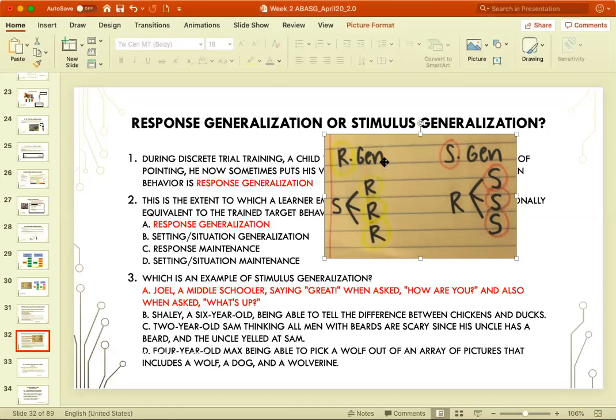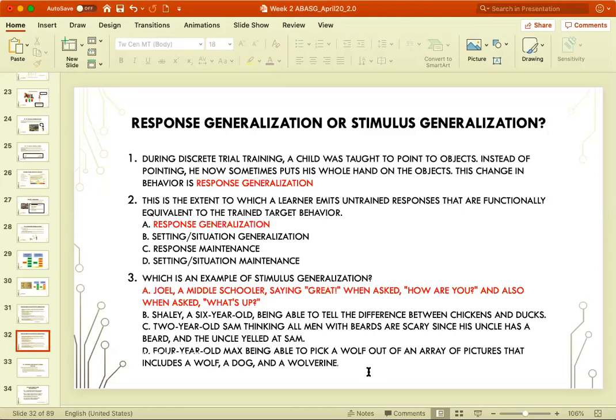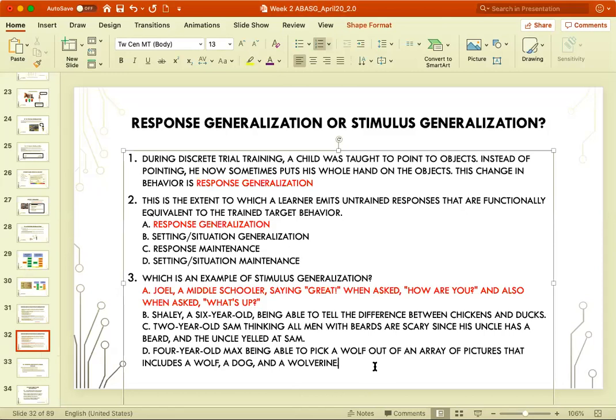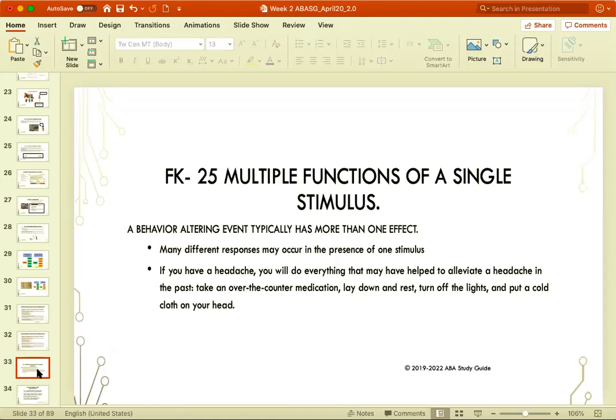Those are discrimination. I'm presenting you with an array of animals and I say, find the chicken. You are discriminating among chickens and ducks. Or in example D, I give you an array of a wolf, a dog, and a wolverine, and I say, show me the wolf. That is stimulus discrimination. Great. Now, overgeneralization would be if I presented you with a wolverine and you said wolf, or I presented you with all of those and you said dog for all of those. Good. All right, so I'm just going to finish up this last one, then we'll take a little break.